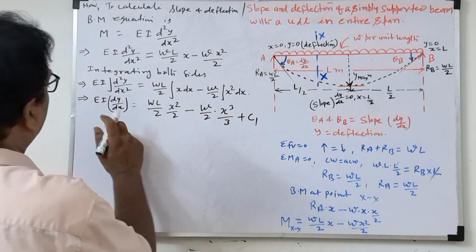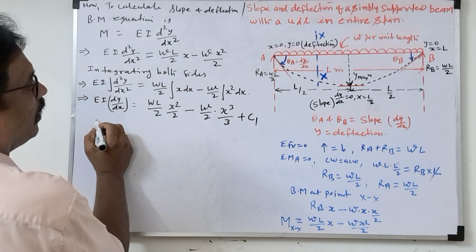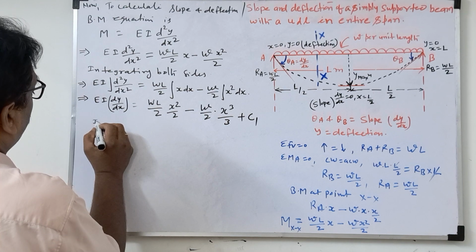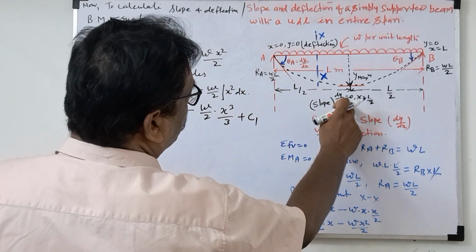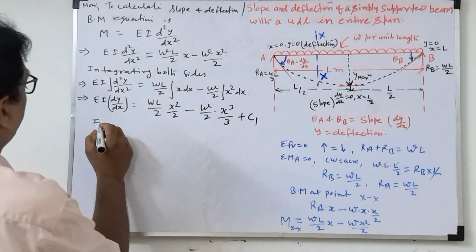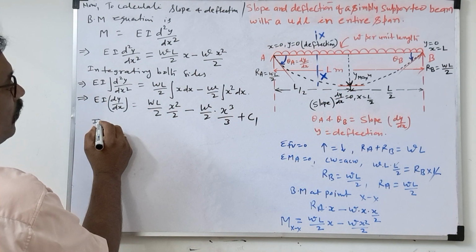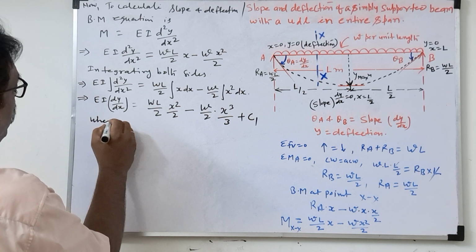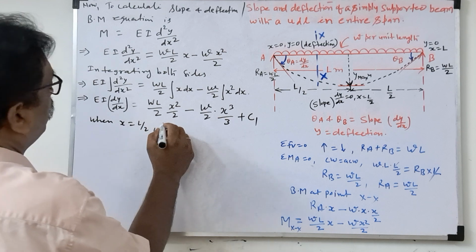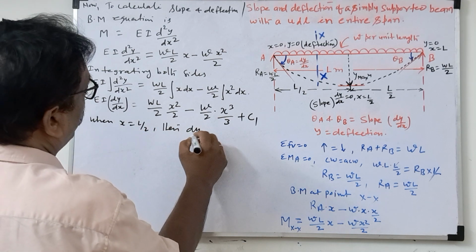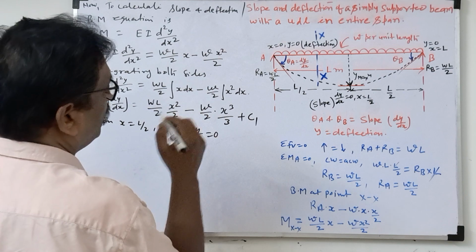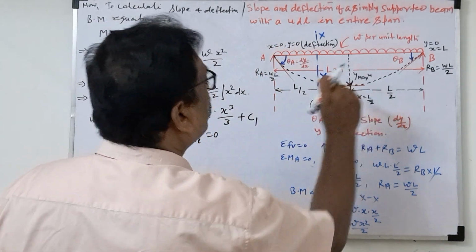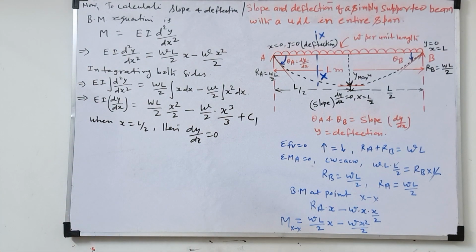So now dy by dx will be 0 when x is equal to L by 2. When x equals L by 2, then dy by dx will be 0. That means the slope is maximum here. If you draw the tangent to the curve, the slope will be 0. So dy by dx will be 0.